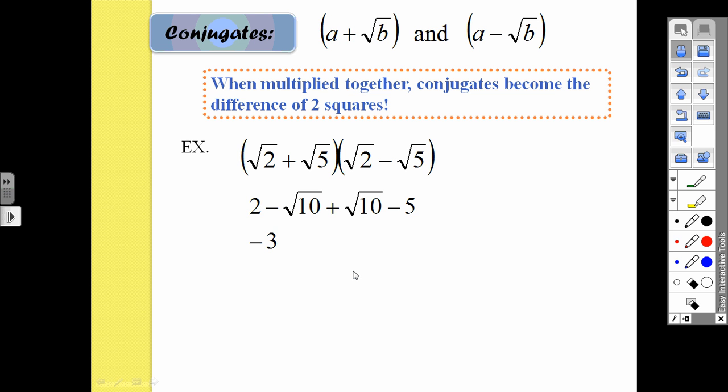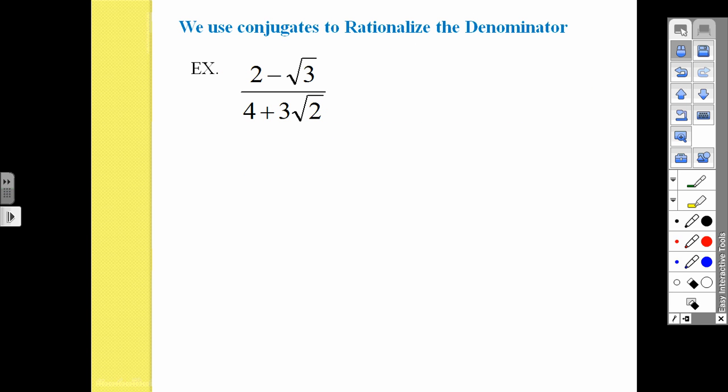So why are conjugates important or interesting? Well, we use conjugates to rationalize the denominator. Anytime we have a denominator that has a radical that is added or subtracted to some number, when we rationalize it, we have to multiply the top and bottom by the conjugate of the denominator. So in this case, we're going to multiply the top and bottom by 4 minus 3 root 2.